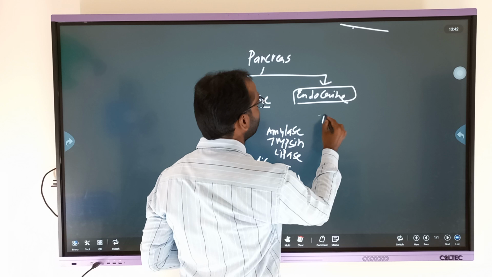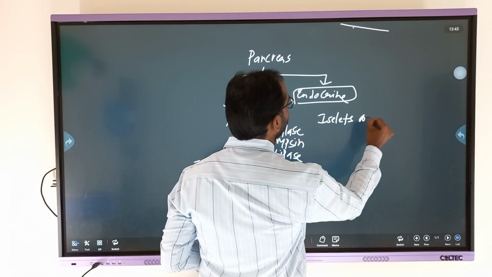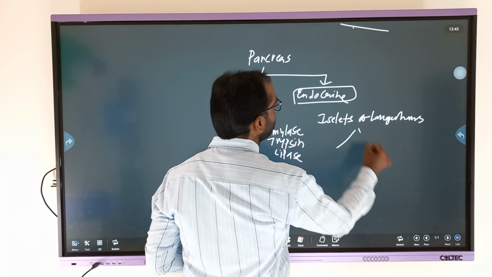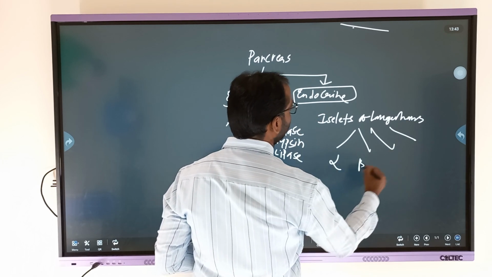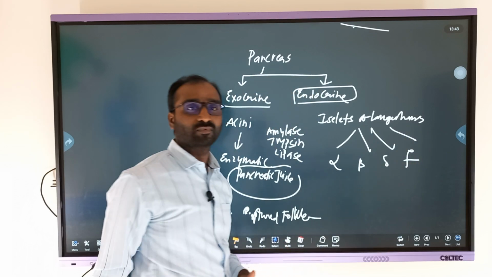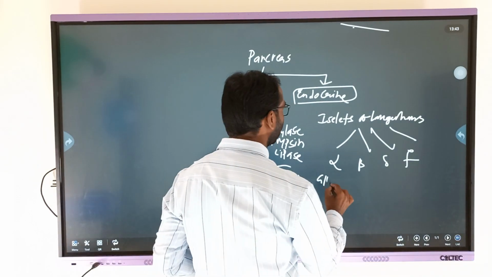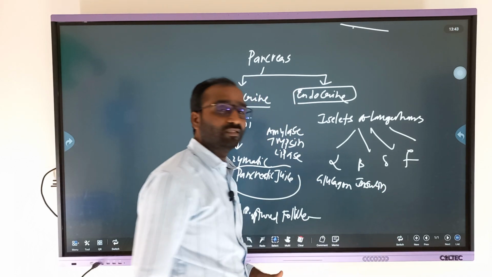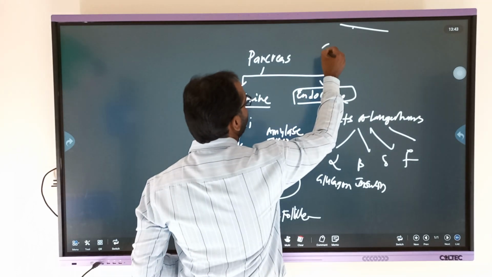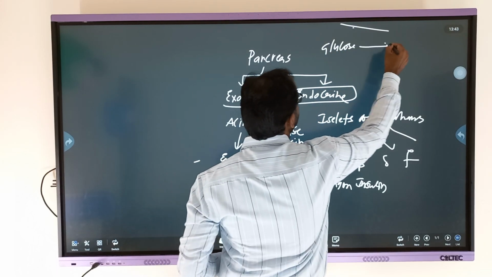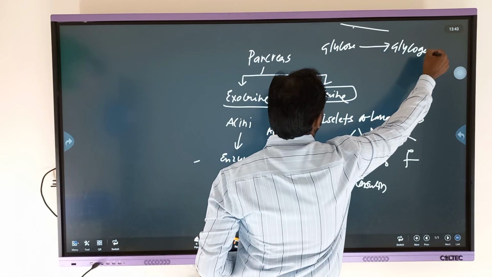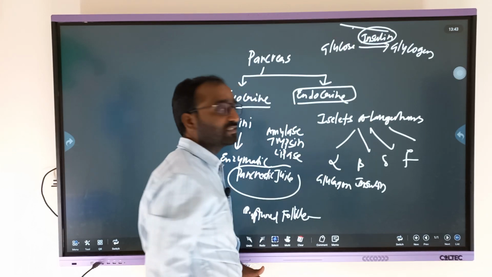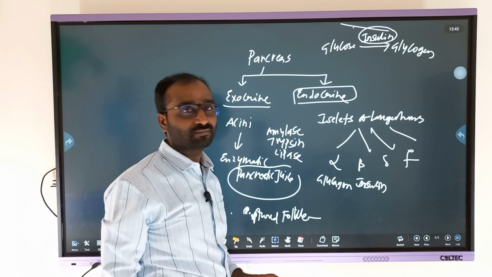Then the endocrine portion is the islets of Langerhans. The islets of Langerhans have various cells: alpha, beta, delta, F cells. Alpha secretes glucagon, beta secretes insulin. Here, glucose is converted into glycogen in the presence of insulin. Always enzymes end with the suffix ase, like lipase, amylase.